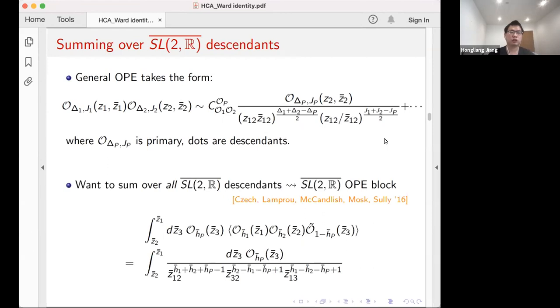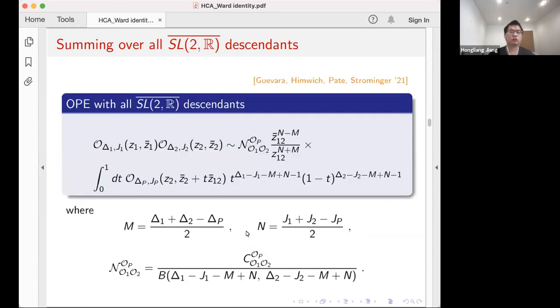Especially, I would like to sum over all the SL2 bar descendants. And this can be nicely realized through the so-called OPE block. So for this primary object here, we multiply with this 3-point function of O1, O2, as well as the shadow of this O3. And since this 3-point function is uniquely fixed by conformal symmetry, we have this explicit expression for this OPE block. So now we can replace this primary operator with the corresponding OPE block. Then we can sum over all the SL2 descendant contributions.